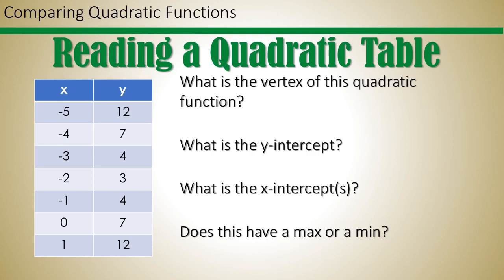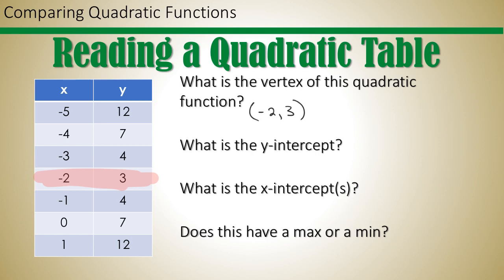Okay, so if I'm looking at this table here and I want to know where the vertex is, the vertex is going to be basically the middle point of this table. Do you see how this 4 and this 4 are symmetrical? The 7 and the 7 are symmetrical. The 12 and 12 are symmetrical. The vertex is going to be halfway in between all of those symmetrical points. So our vertex would be (-2, 3) in this example because it's in the middle and it's symmetrical on each side of that point.